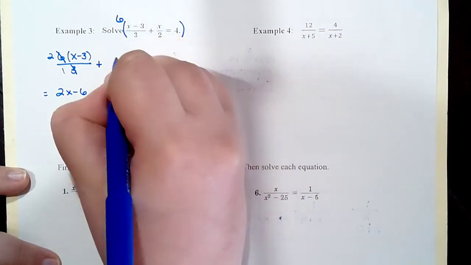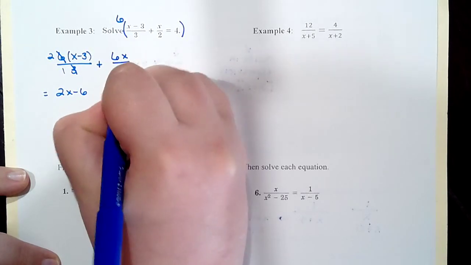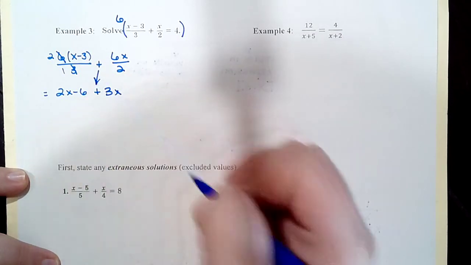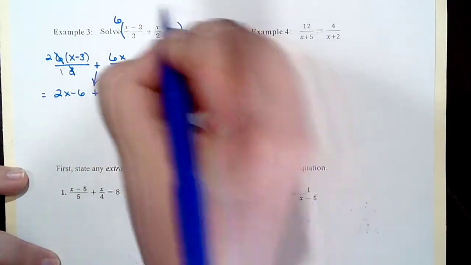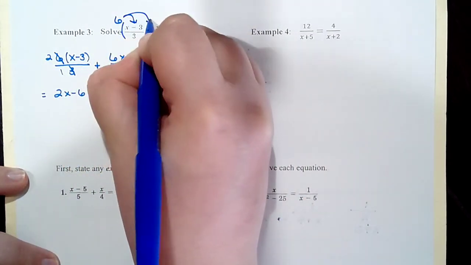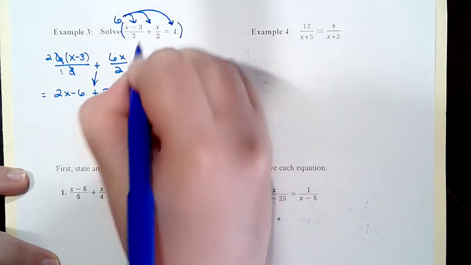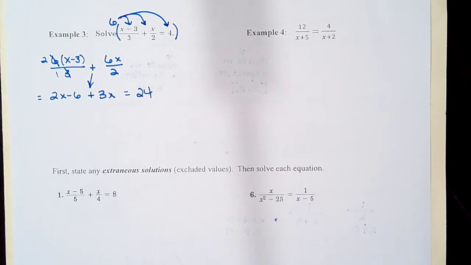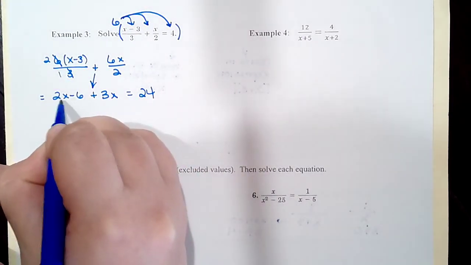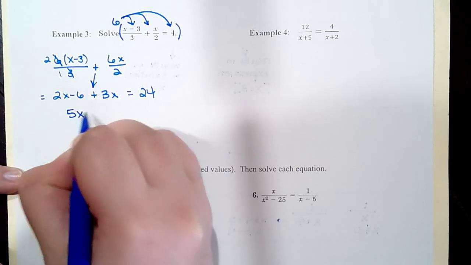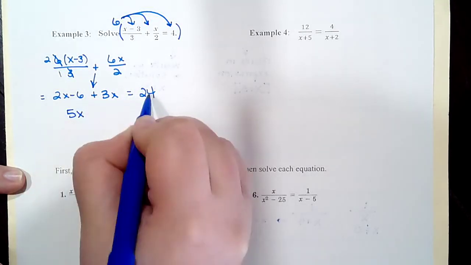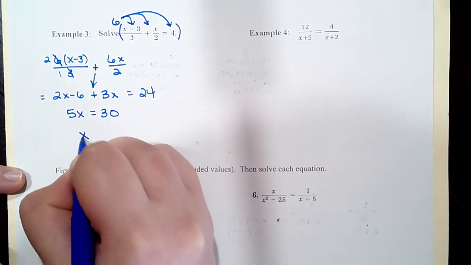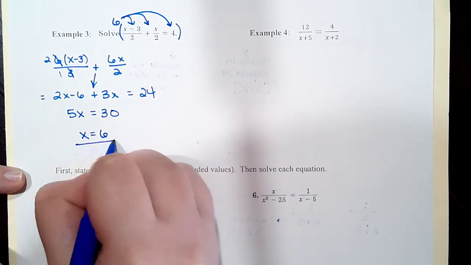6x over 2 becomes 3x, so plus 3x. Equals, remember if I did it to the first two terms, I also have to do it to the third term. So 6 times 4 is 24. Now it's all on one line, and I can just simplify. 2x plus 3x is 5x. I'm going to add the 6 over in this step as well. I get 5x equals 30, and therefore x equals 6.